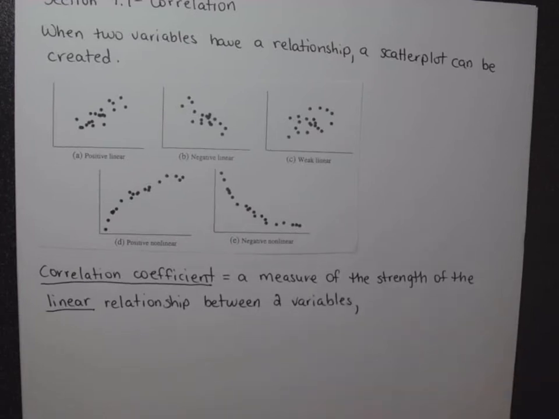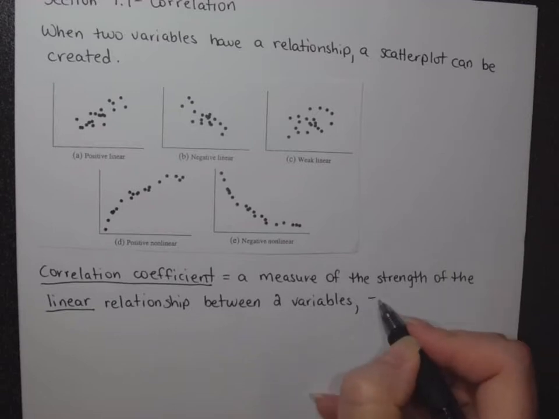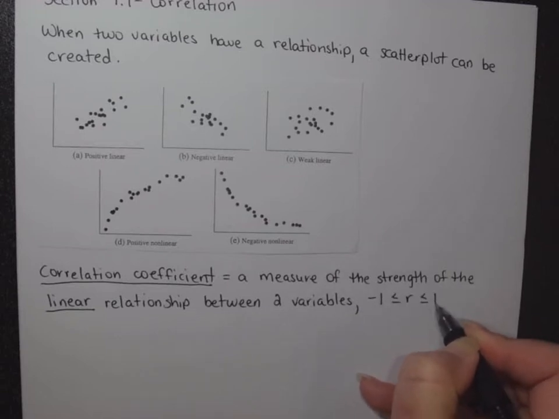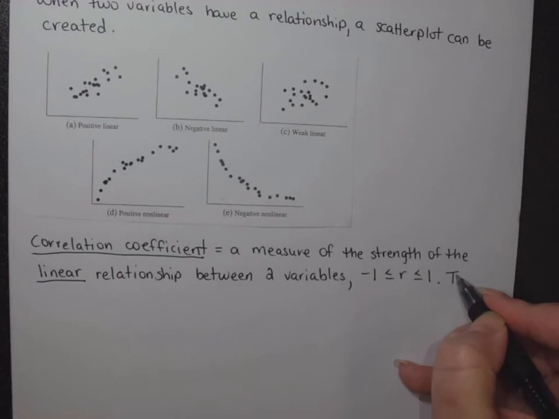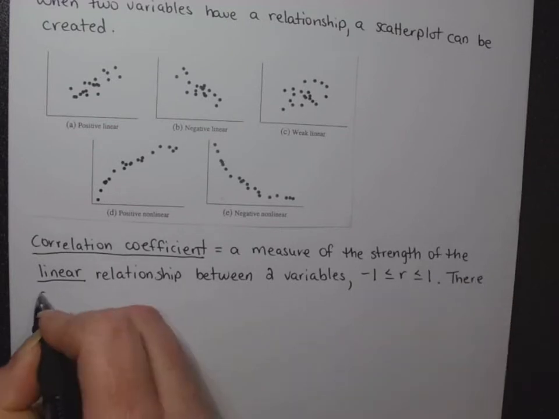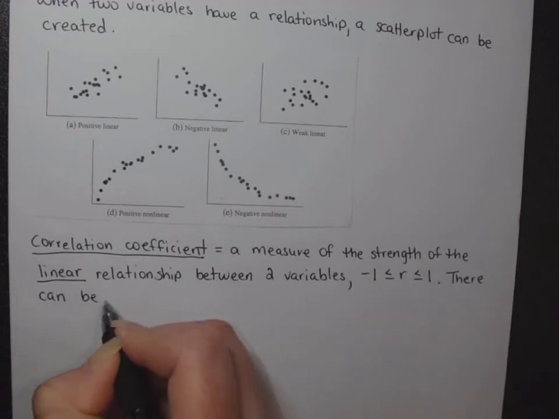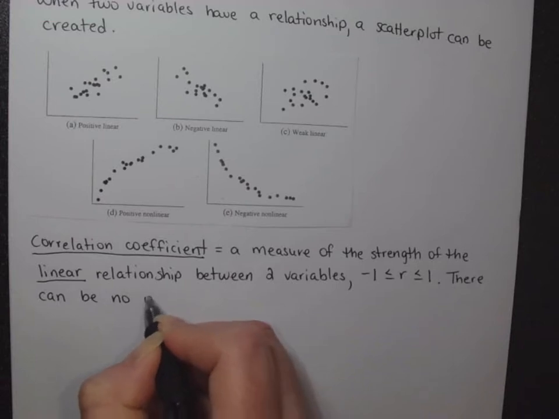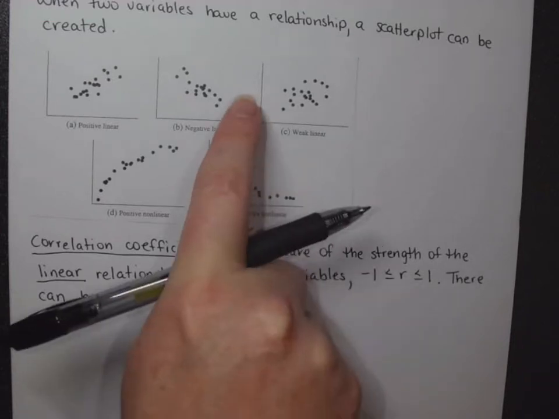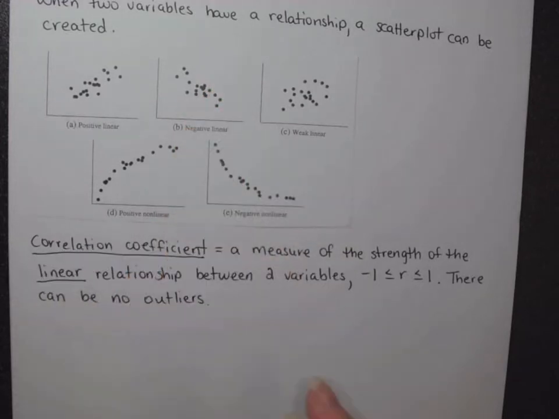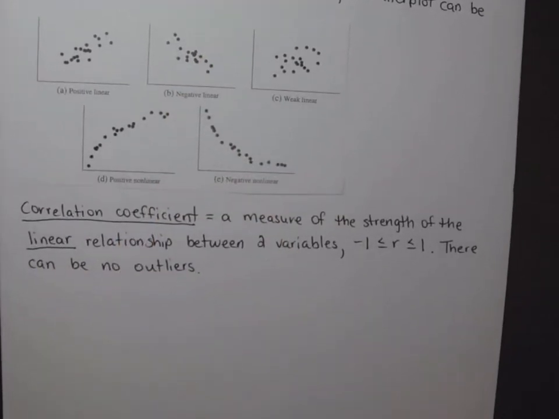We use the letter R for the correlation coefficient. It's a double-sided inequality, and all that means is it's going to be something between -1 and 1. You can't have any outliers. If you're going to talk about a correlation coefficient, you can't have a straggled point hanging out over here or something. If there are outliers, then it's not appropriate to even talk about the correlation coefficient.